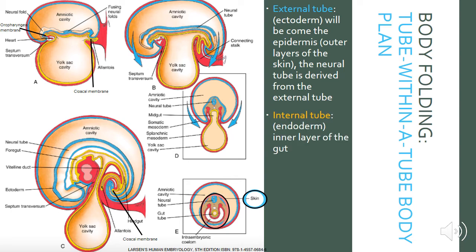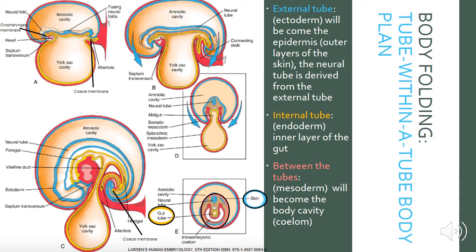The internal tube is the inner layer of the gut. All right? So if you think of yourself as a paper towel roll with a skinnier paper towel roll on the inside, that's sort of what the embryo is like at this point, where the external roll is the skin and the internal roll is the gut. Everything in between is largely mesoderm, and it's going to become the body cavity.